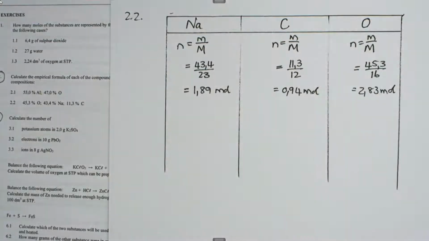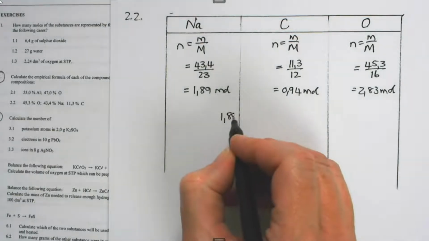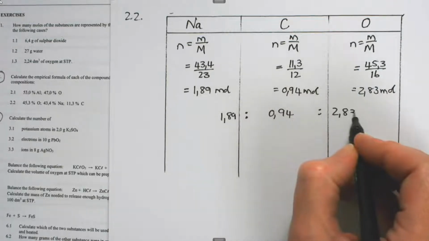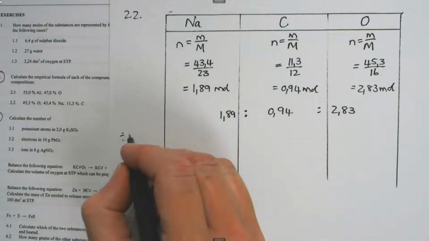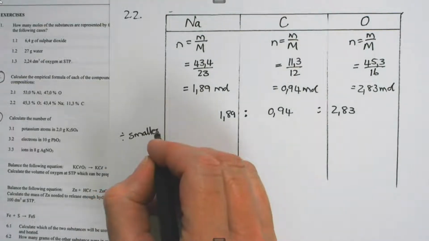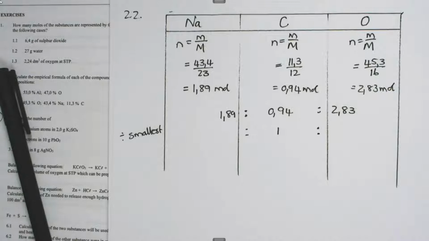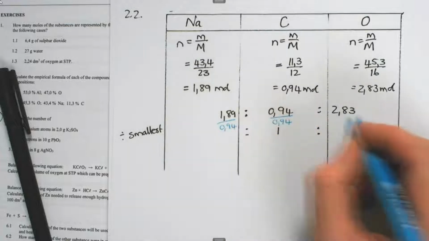So there I've done step 1. As on the previous page it said calculate the mole of each, so I've calculated the mole of each. Then the second step said I must do the mole ratio. So I take the values 1,89 to 0,94 to 2,83. So I put them into a ratio with each other. And then I'm going to divide by the smallest number. In this case it is 0,94. So I'm going to divide all of them by 0,94.